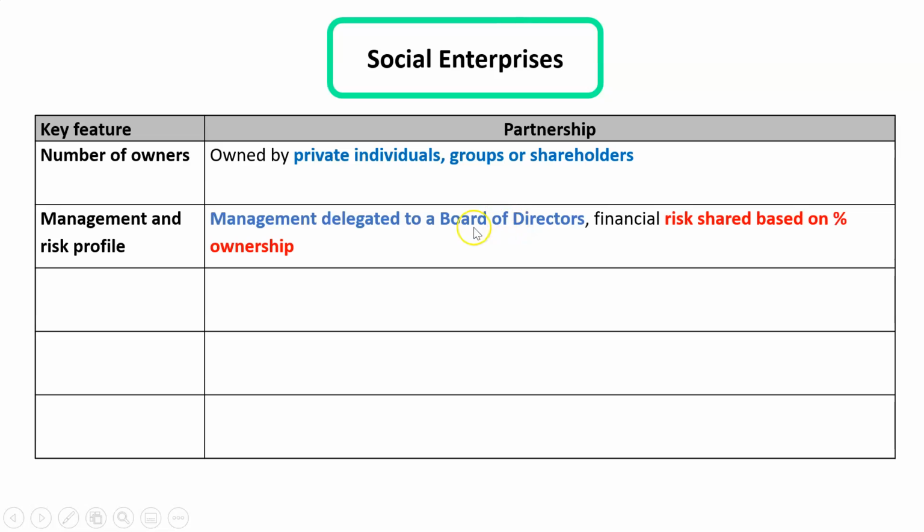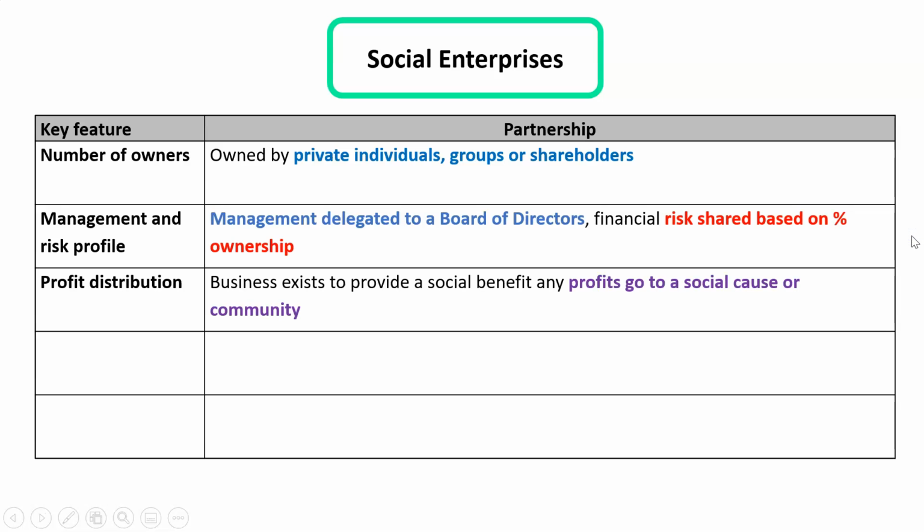Again, the management's directed by a board of directors. The financial risk, it does have that. It's not a charity. It could go broke. Shared between owners. The profits don't go back to the owners, or if they do, just a little bit. The profits basically go back to a social cause or to the local community. The liability, it is a separate legal entity, and it does have perpetuity.